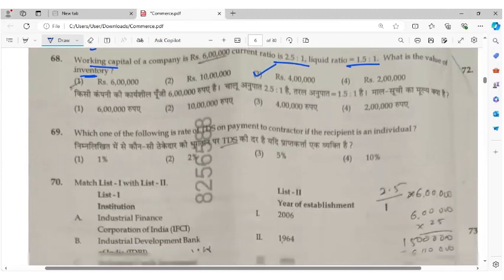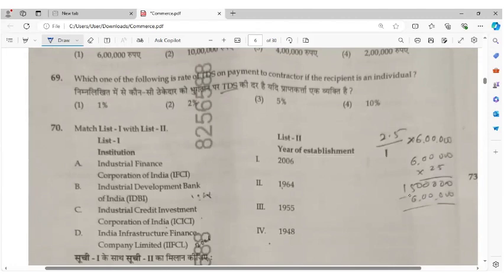Okay. Now the next question: which one of the following is the rate of TDS in case of the payment to a contractor? In the case of payment to a contractor, 1% TDS is deducted. So 1% is the right answer over here, that is option number 1.